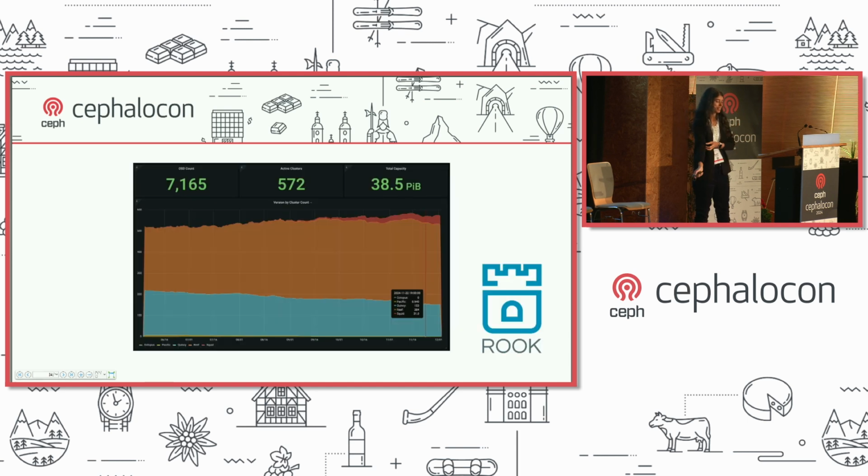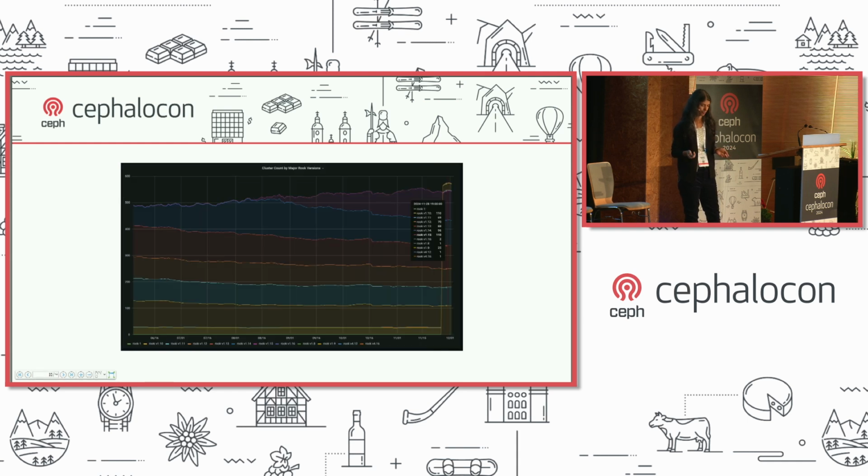We also have a breakdown of the data for Rook. We saw in the previous slides that we have about 1.5 exabytes, and from them, we can tell for sure that 38.5 petabytes are coming from Rook clusters, about 600 Rook clusters. And we can see that most of them are coming from Reef.